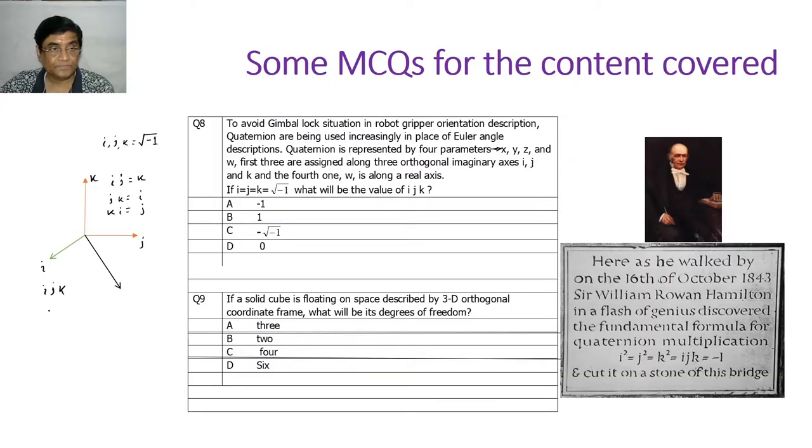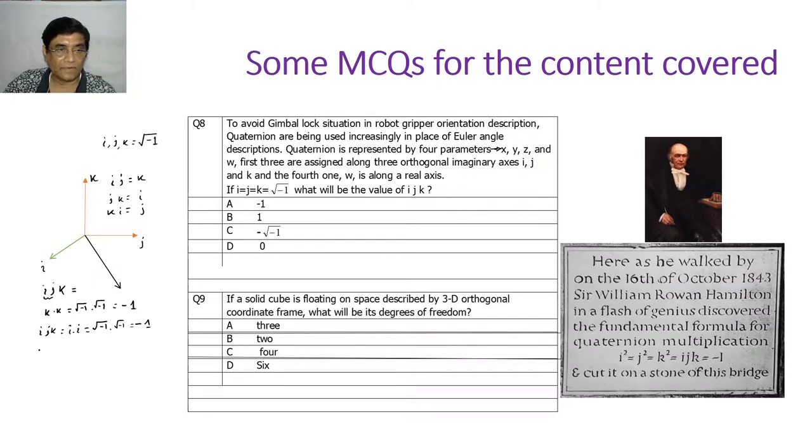What I can write in terms of ij, I can write k. So in terms of this, k times k equals root of minus 1 times root of minus 1, equal to minus 1. So ijk equals minus 1. Similarly, if you put jk, jk equals i, so ijk also equals i times i, equals root of minus 1 times root of minus 1, equal to minus 1.